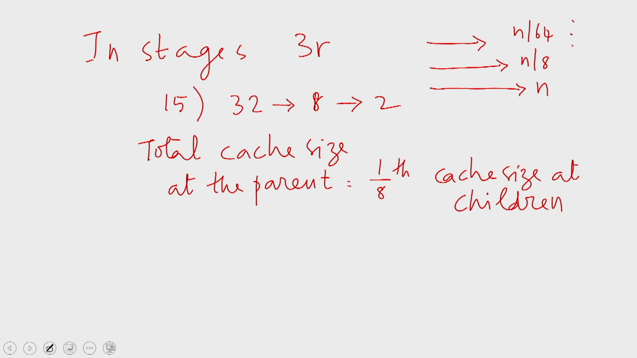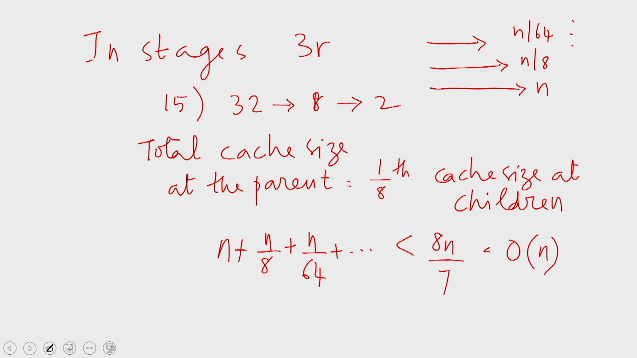Therefore, if you sum the total number of elements in the cache arrays, that is the total size of all the cache arrays put together, it will be n plus n by 8 plus n by 64 plus etc., all the way to the top of the tree, which we know is less than 8n by 7, which is order of n. So, in stages that are multiples of 3, the total cache size would be order of n.